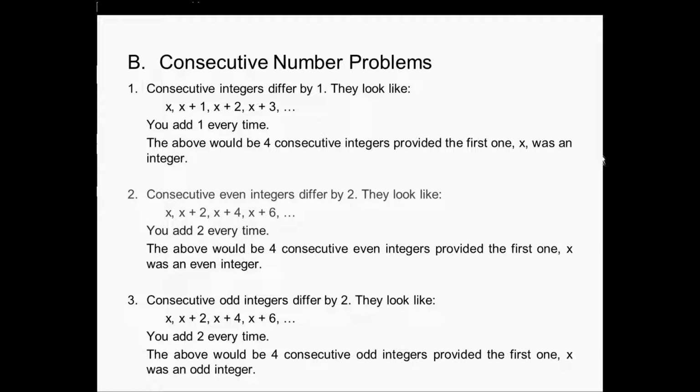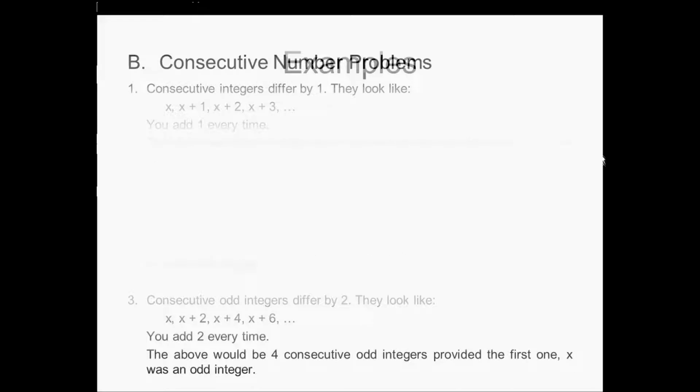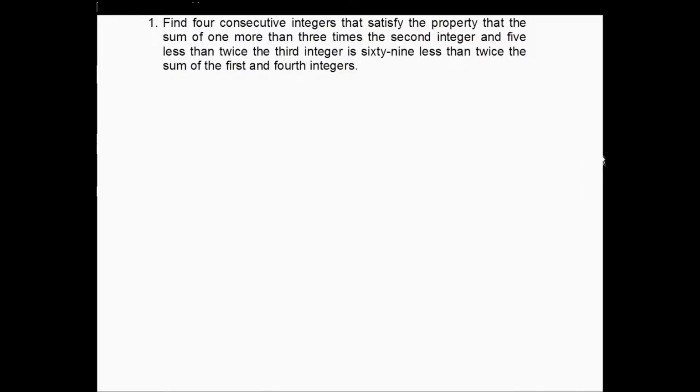Let's take a look at some word problems with consecutive numbers. Number 1 says, find 4 consecutive integers that satisfy the property that the sum of 1 more than 3 times the second integer and 5 less than twice the third integer is 69 less than twice the sum of the first and fourth integers. Kind of a weird relationship here.